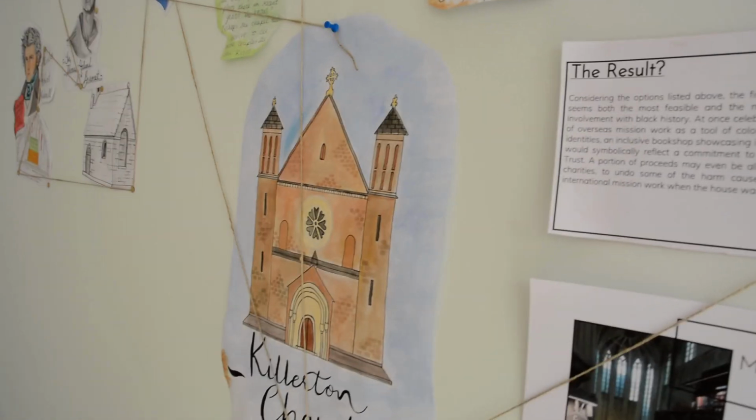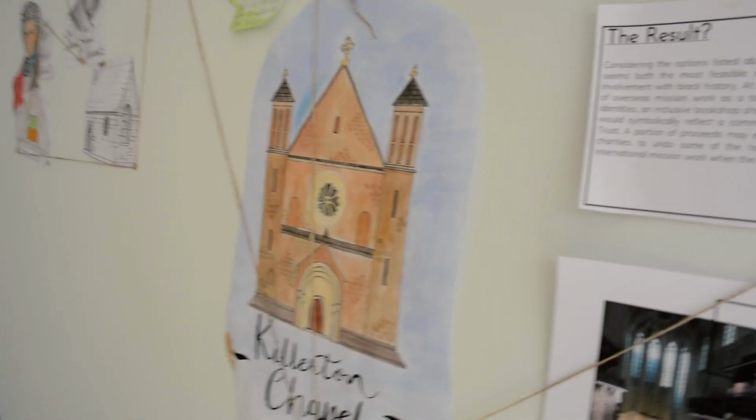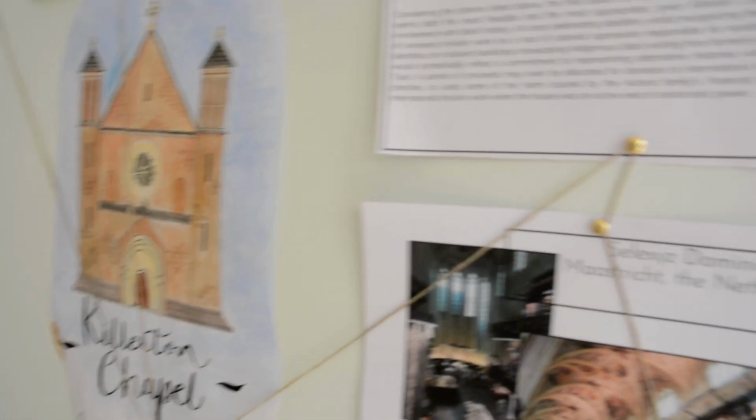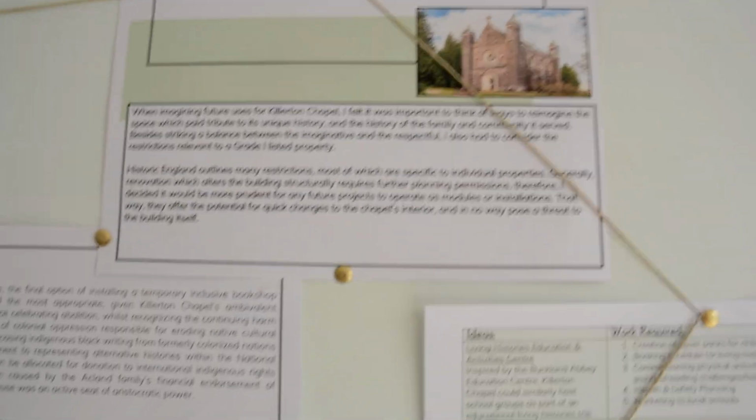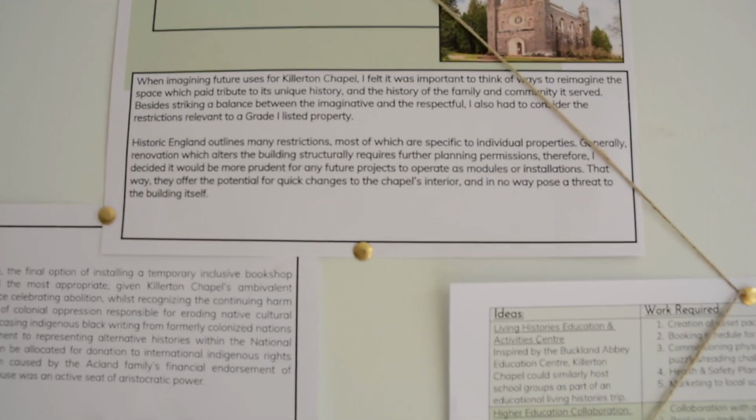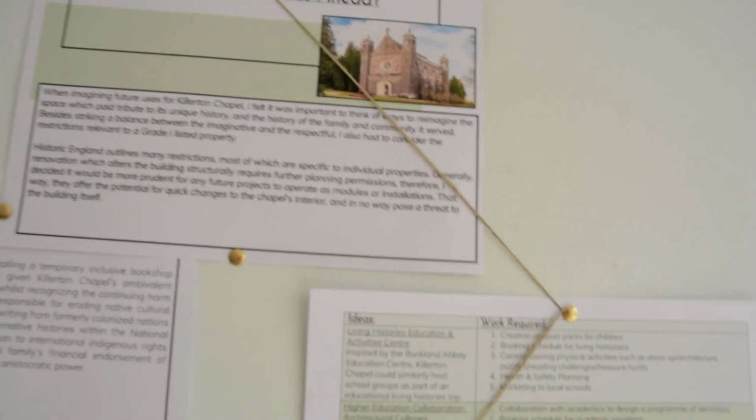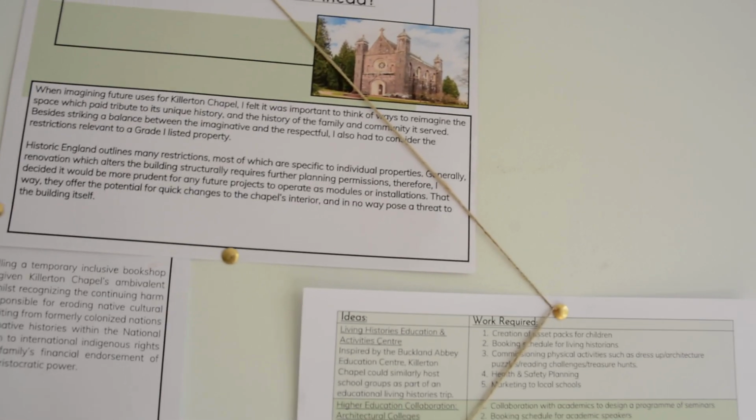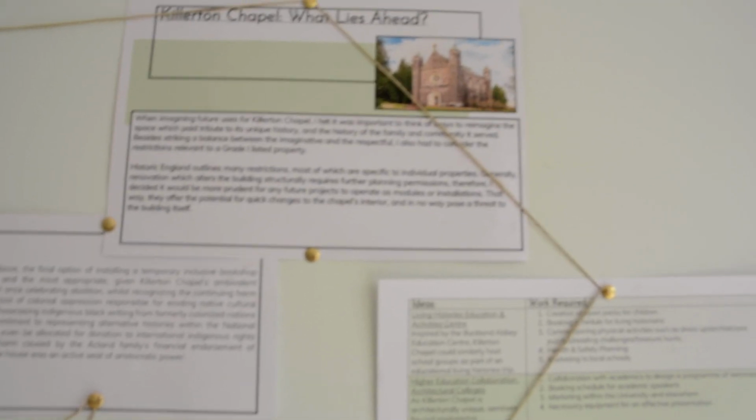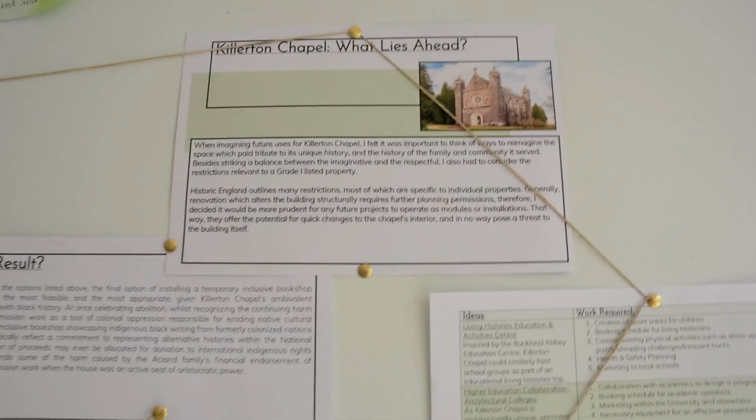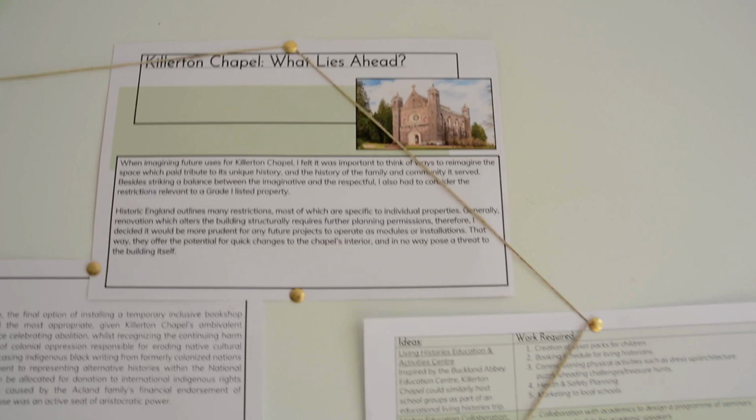Due to the chapel's fantastic architecture, it is a site of historic interest, and it is Grade 1 listed. So in terms of thinking through future uses, I had to be very aware of the types of restrictions put on buildings of this kind. Historic England outlines many restrictions, most of which are specific to individual properties. Generally, renovation which alters the building structurally requires further planning permissions, so I decided it would be more prudent for any future projects to operate as modules or installations. That way they offer a potential for quick changes to the chapel's interior and in no way pose a threat to the building itself. I thought taking this approach would help to come into line with the restoration work that is going to be going on at Killerton Chapel.